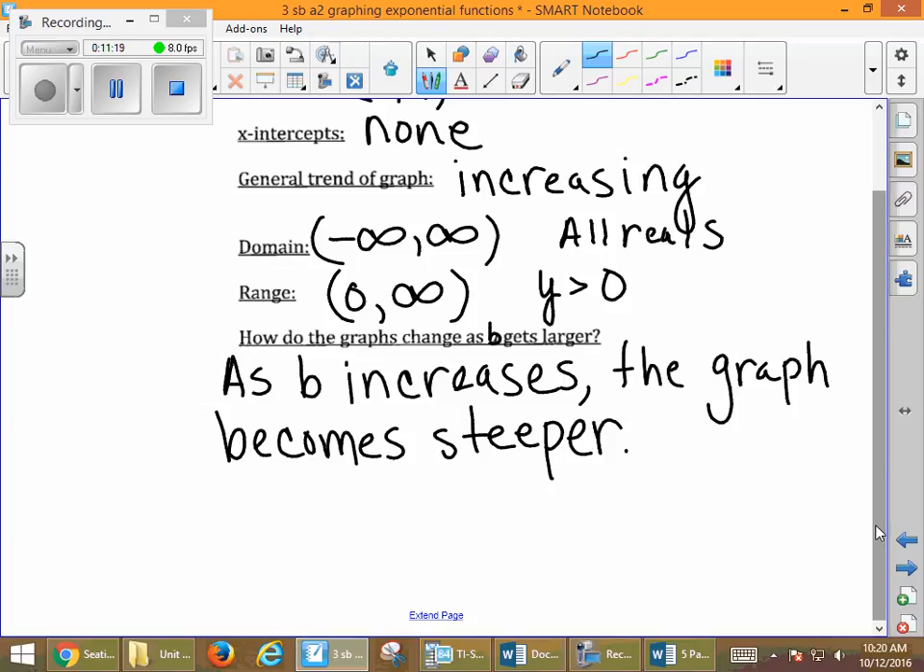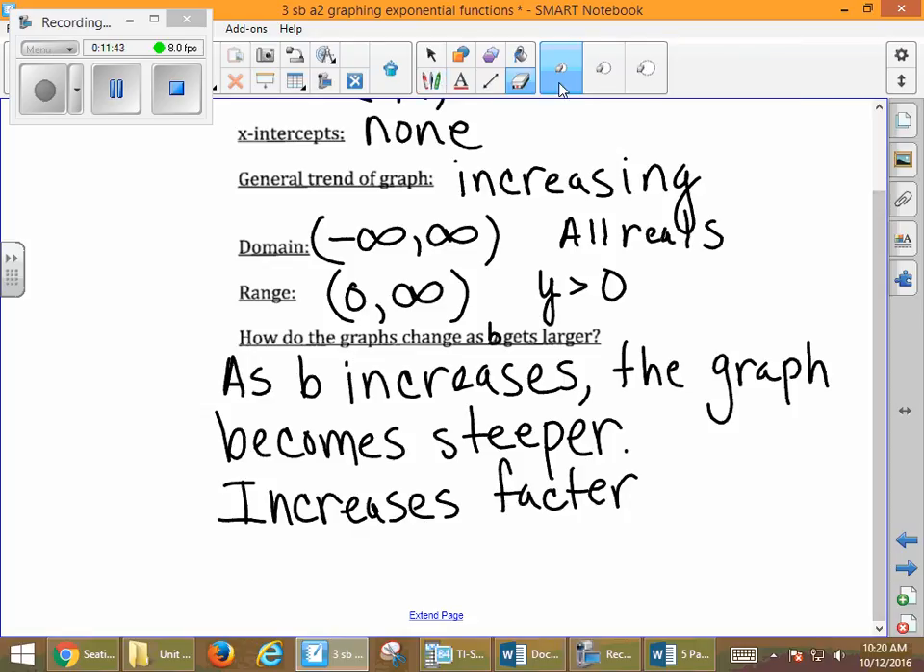And if you look back now, seeing the words, see if that makes sense to you. Because the other thing that I wrote on my paper was that this graph increases faster. Not factor, faster. And maybe that'll make sense to you a little bit more.